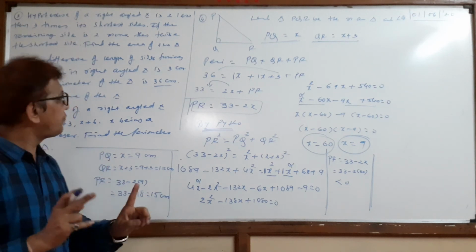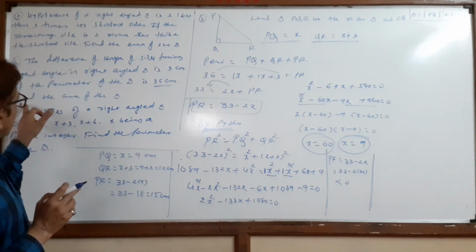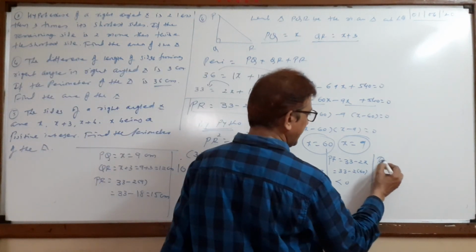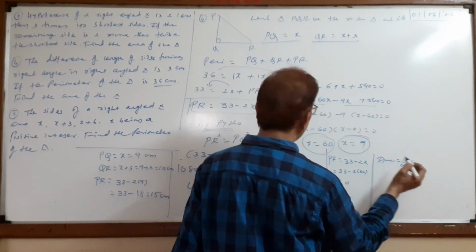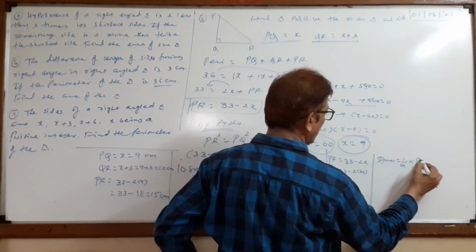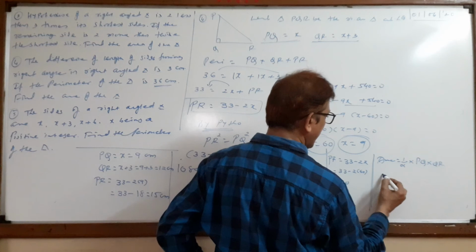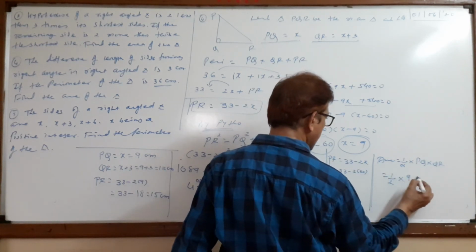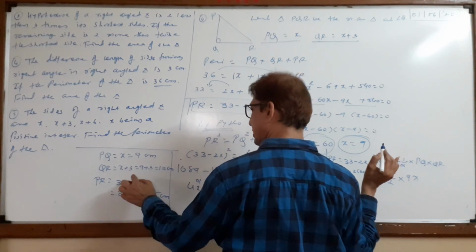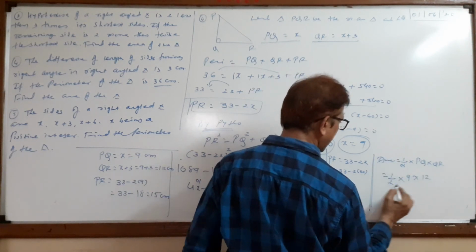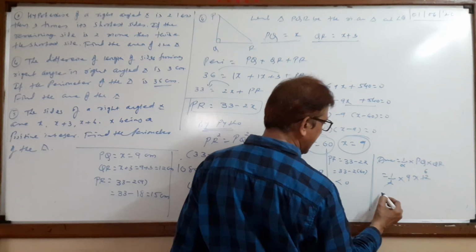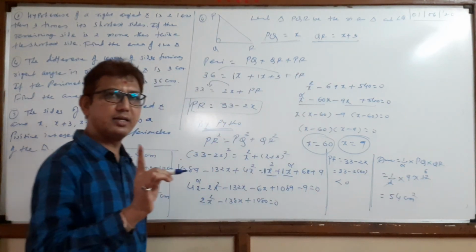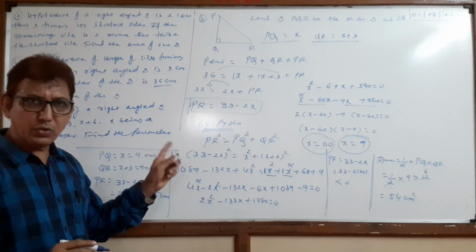But our final question: find the area of the triangle. Right? So now area equals 1/2 into PQ into QR. PQ equals 9, QR equals 12. Half of 12 is 6, and 9 6s are 54 centimeters square. Is that clear? Okay.